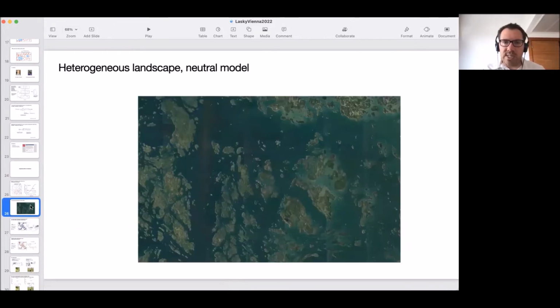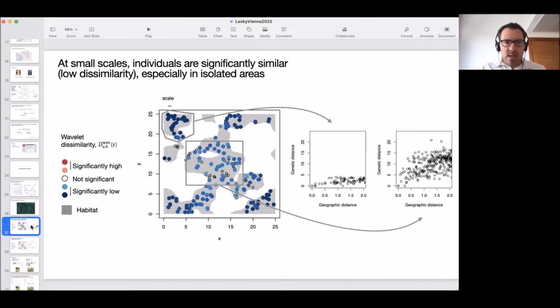Okay, so let's think about a heterogeneous landscape where we have lots of patches that are suitable and some that are unsuitable, maybe like islands. We again simulated some neutral evolution across this heterogeneous landscape. In this case, the little gray squares on the figure in the middle are patches of suitable habitat, and the white are places where individuals will perish if they land there. You can think of that as an ocean, and this is a terrestrial organism.